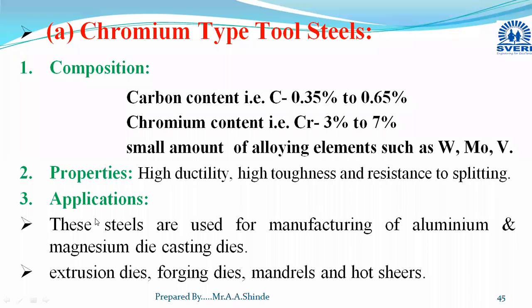Then related to the applications, these steels are used for manufacturing of some casting dies, and specifically here we are using these steels for manufacturing of aluminum and magnesium die casting dies.